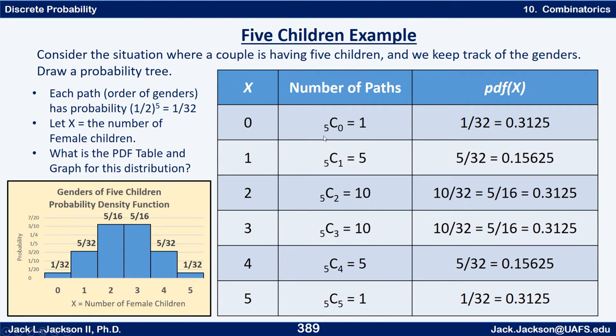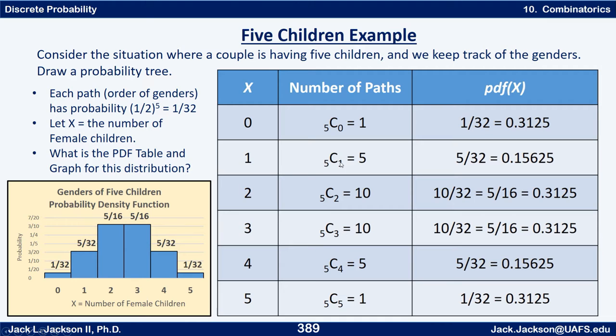So the number of paths that have 0 female children out of the 5 total is 5 choose 0, or just 1. That was the path along the very top. Male, male, male, male, male. Similarly, the one at the bottom is also 1. That's 5 choose 5, which is also 1. So each one of those has probability 1/32, or 0.03125.